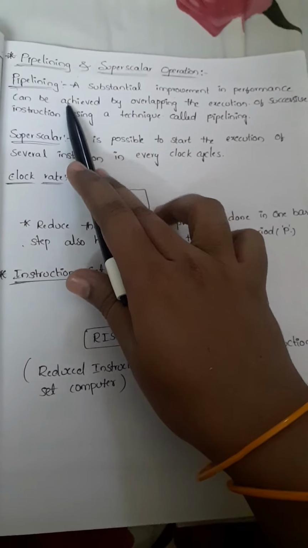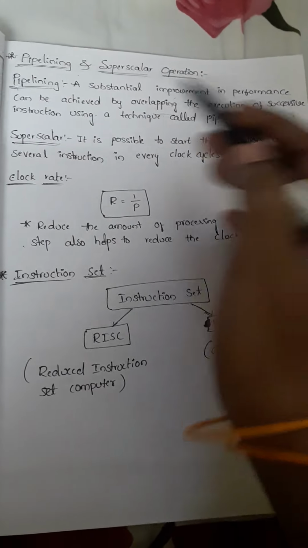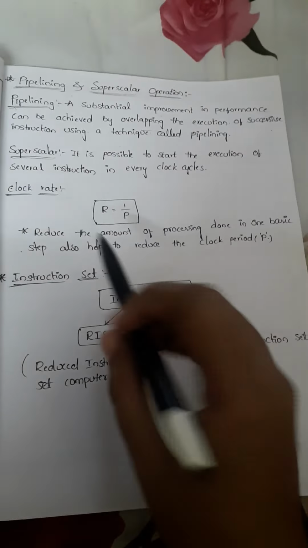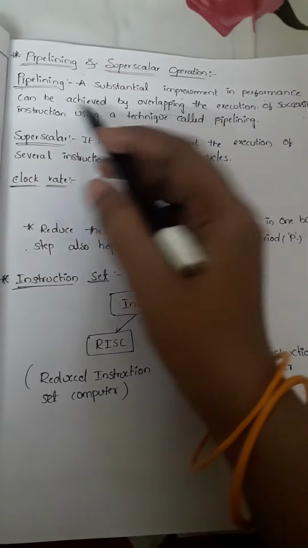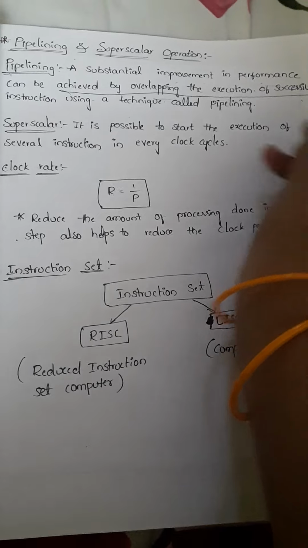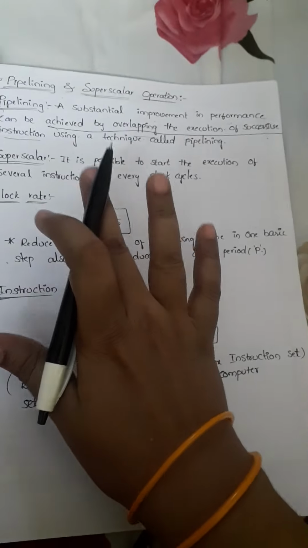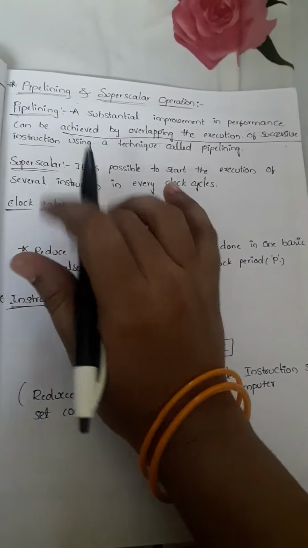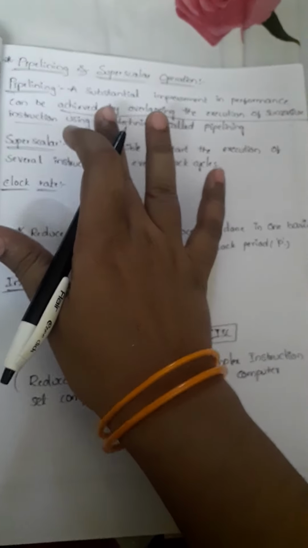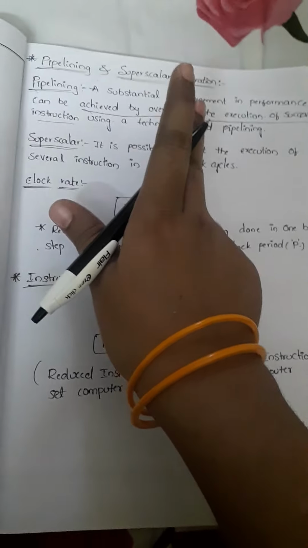So pipelining is nothing but an improvement in performance. It can be achieved by overlapping the execution of successive instructions using a technique that is called pipelining. See here, improvement in performance can be achieved by overlapping the execution of successive instructions. Pipelining is a technique where multiple instructions are overlapped during execution. That is the first point.